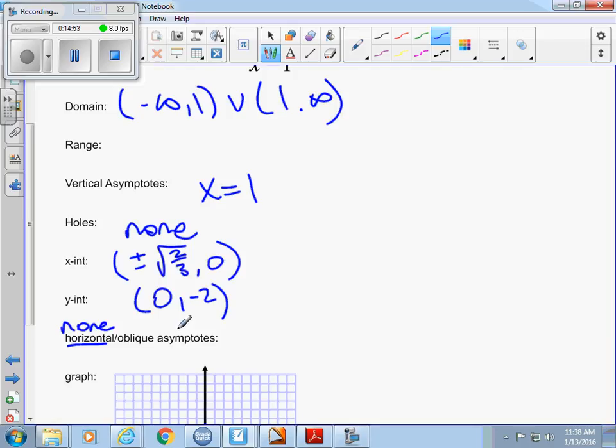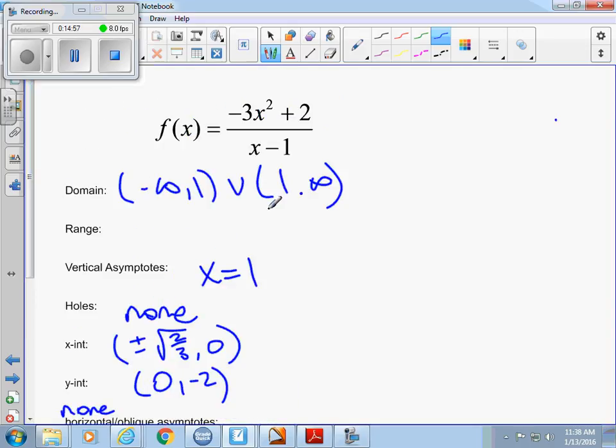How did you get the y-intercept so fast? Good question. I am plugging 0 in for x. So everything that has an x goes away, and you just are left with constants. Yeah, because 0 plus 2 over 0 minus 1.